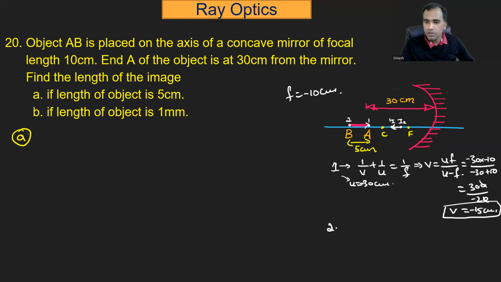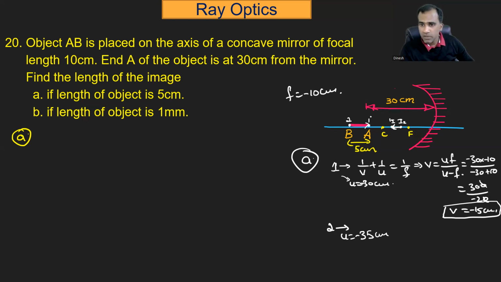Let us deal with the second point also. Same formula. So what is the object distance, anyone? We're talking about question A here. What is point 2? This length is given as 5 centimeters. In the first question, the object length is given as 5 centimeters. If it is given as 5 centimeters, can anyone tell me the object distance of the second point? This is 30. This is 5. So total it is minus 35 centimeters.